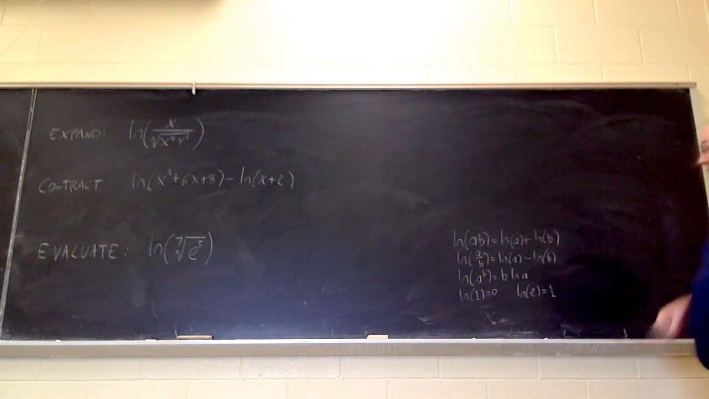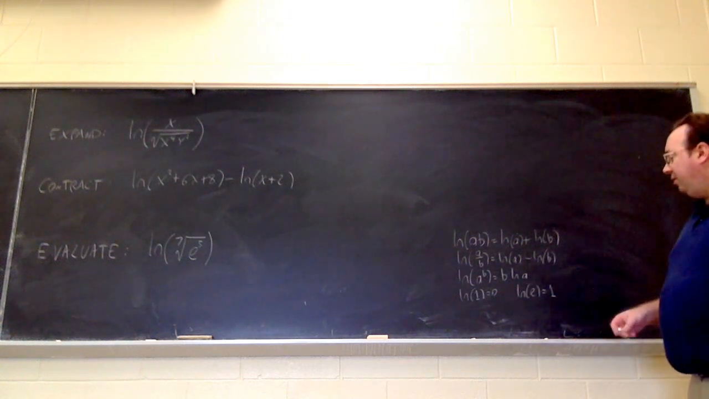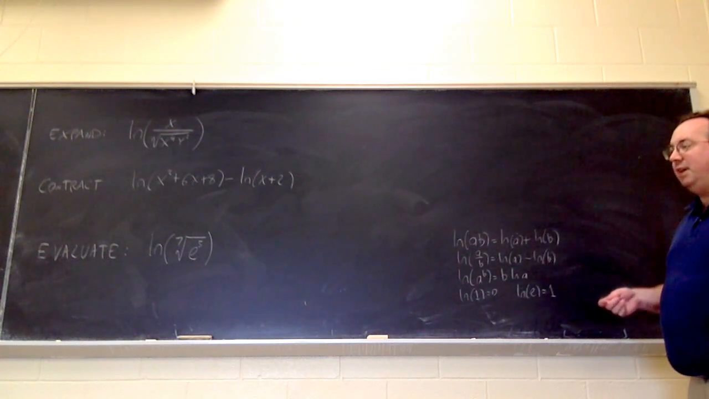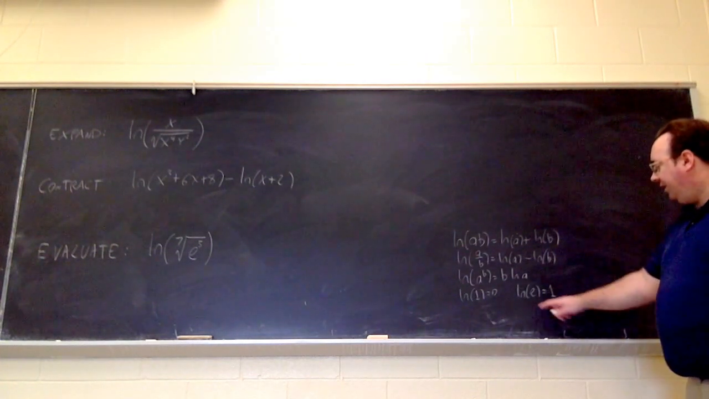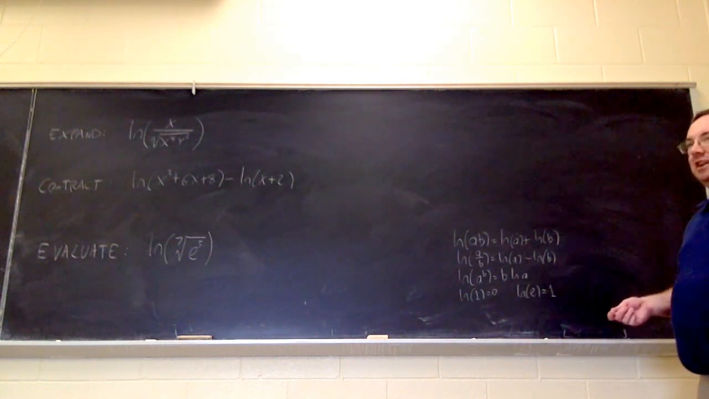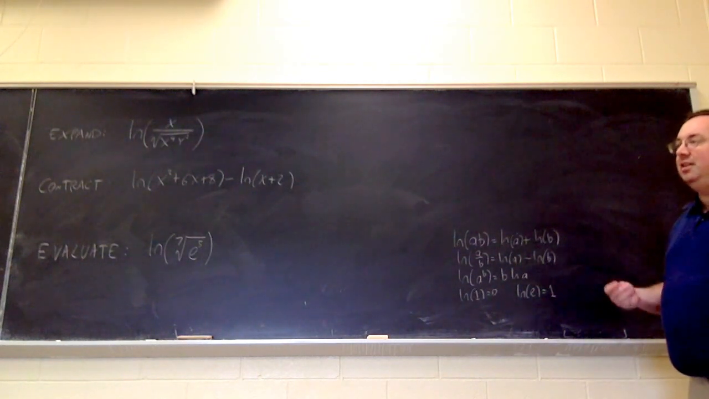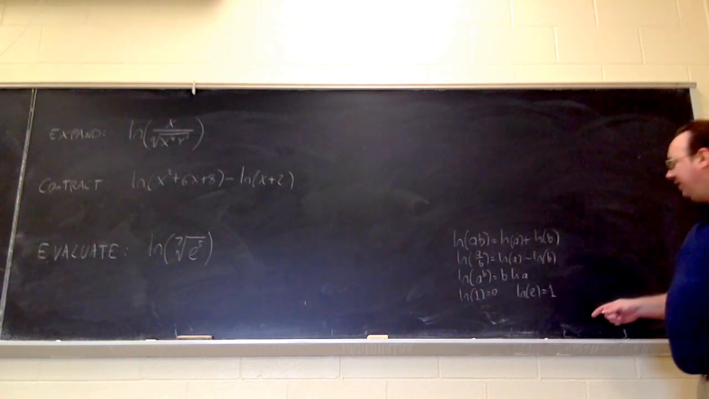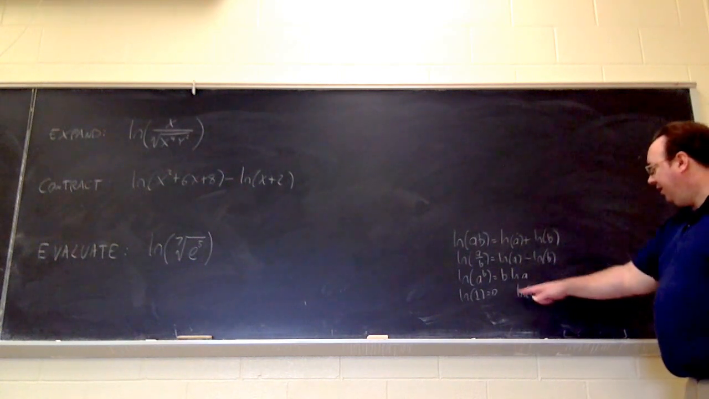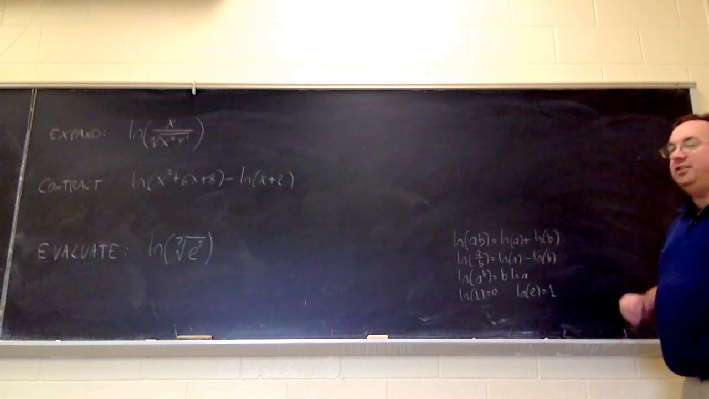And finally, certain logs are easily evaluated. The natural log of 1 is 0, and in fact, the log of 1 in any base is 0. And then the natural log of e, which is the base of the natural logarithmic function, is equal to 1. So the log in any base of that base is equal to 1. This is another way of saying that anything to the 0 power is 1, and any number raised to a first power is itself.